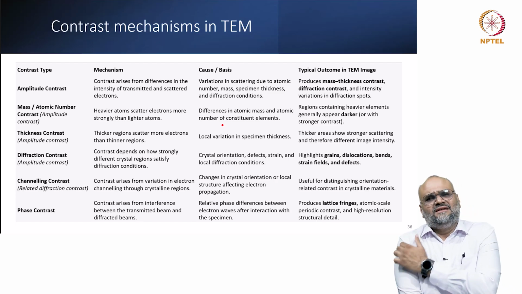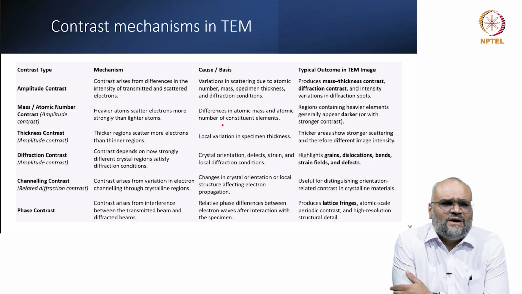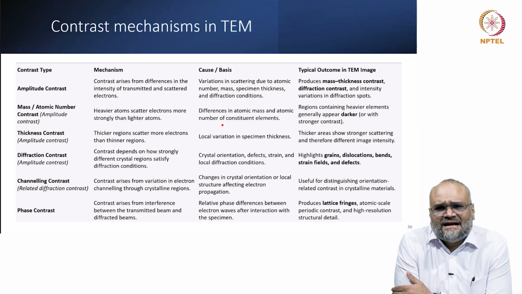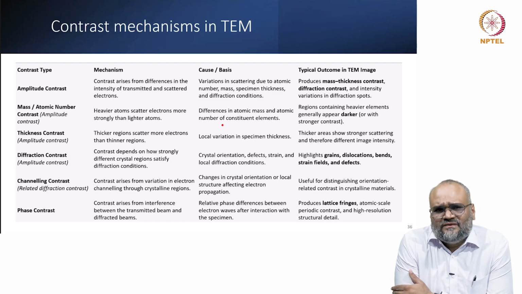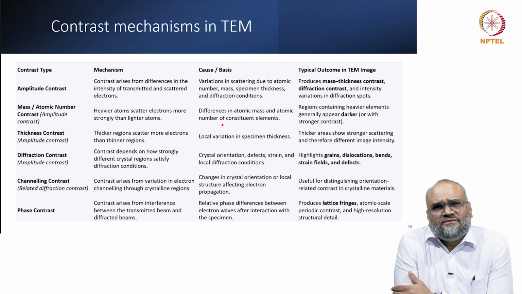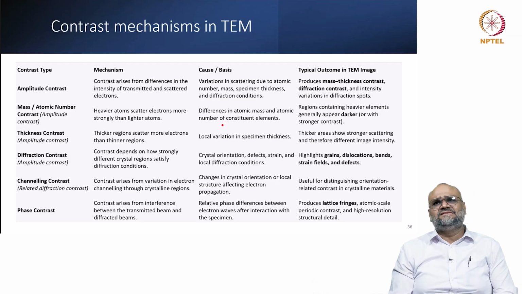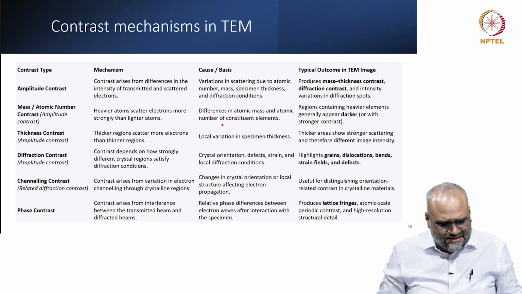This is what lays the foundation for the idea of high resolution imaging, where you are assuming, or where you know, that the atomic columns are acting as scattering centers, and the lattice fringes that you obtain, which are periodic, are actually a kind of interference pattern. In amplitude contrast, there is a lot of variation in the material, which is either due to the atomic number difference or the specimen thickness or the diffraction conditions, which generates this amplitude contrast, and I've broken this down in detail in this particular slide here.